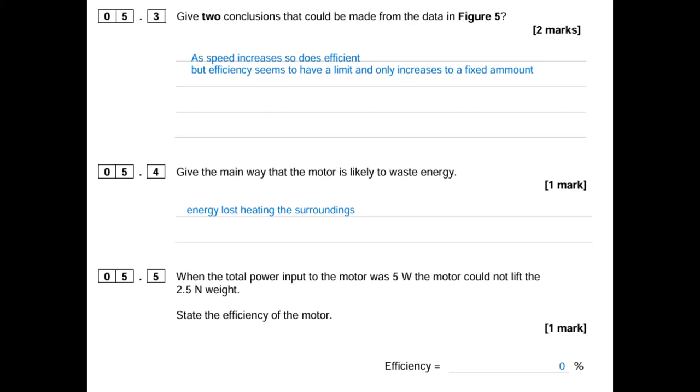The main way that a motor is likely to waste energy is due to heat lost to the surroundings, with this heating up the environment, and this could be due to things like friction between components of the motor, which turns to heat, and other things like that. And for 5.5, when the power output was 5 watts, the motor cannot lift the weight. That means that 0% of the 5 watts is being turned.